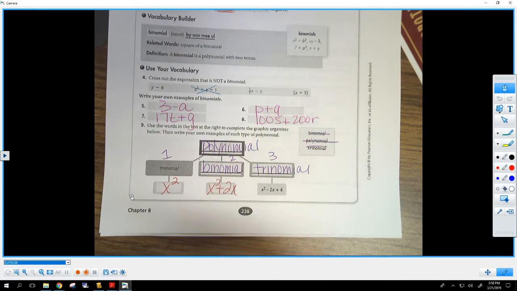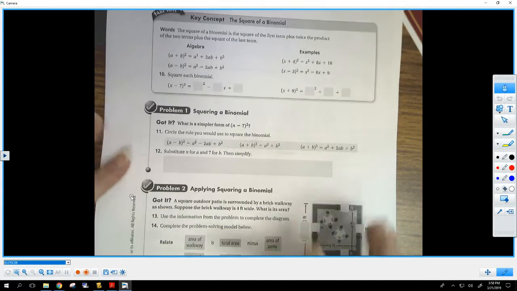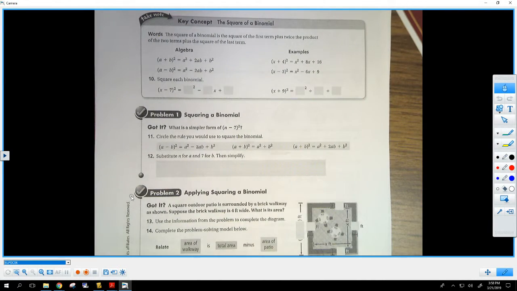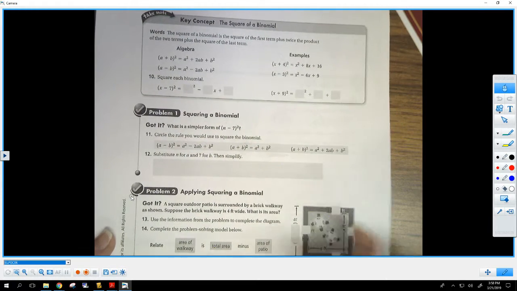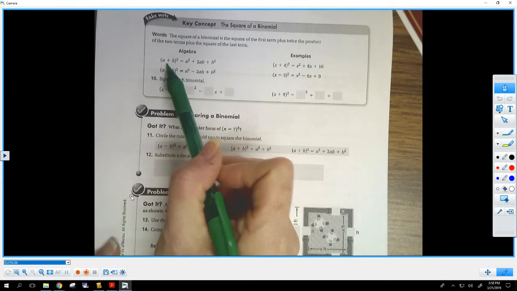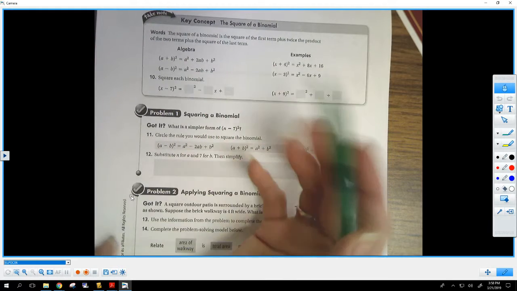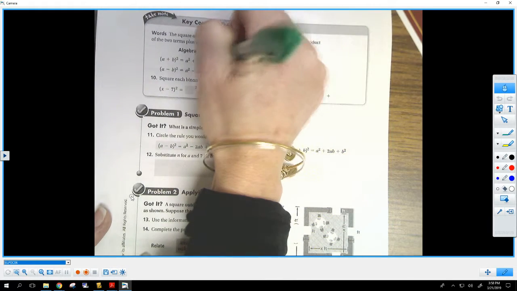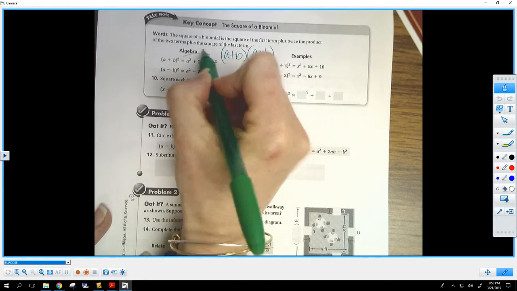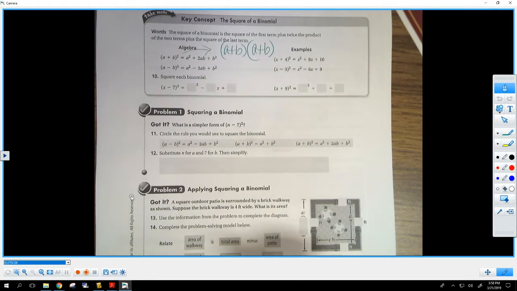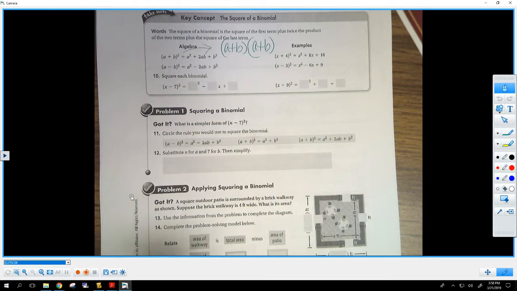Let's turn the page. 239 is what you should be on. So key concept, the square of a binomial. Let's say we have a problem, and the math problem says a plus b squared. That's in parentheses. This actually means the same as a plus b times a plus b. When it's squared, it means the same as that. Okay? So how do I do that?